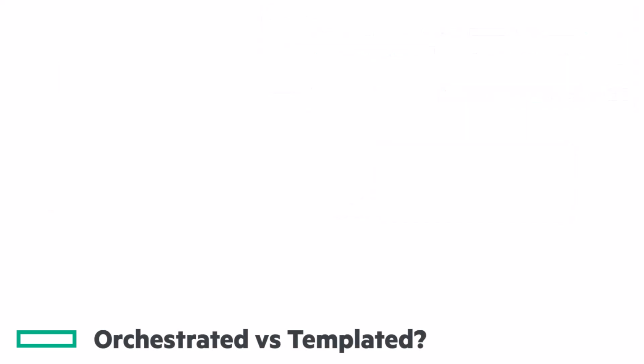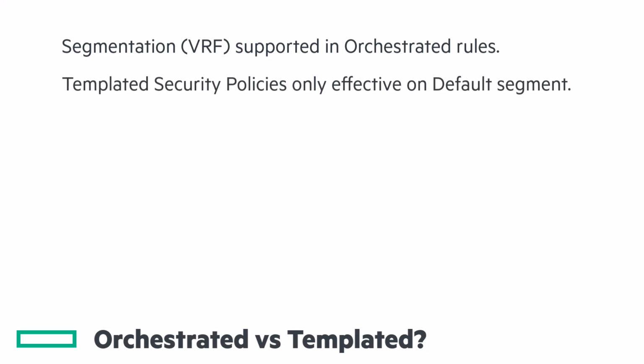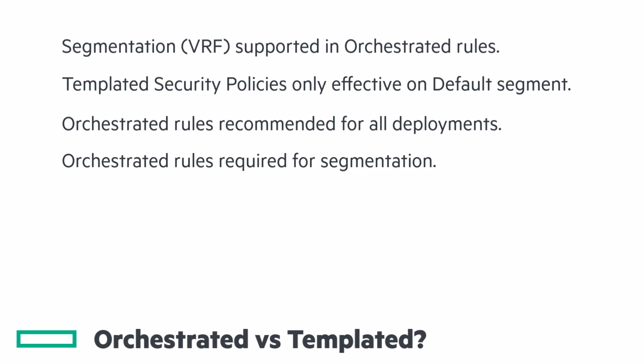Why might you choose orchestrated versus templated security policy rules, and what are the differences? The main difference between the two is segmentation or VRF support in the orchestrated rules, whilst templated rules only apply to the default segment. If you aren't using segmentation, we'd still recommend using the orchestrated rules, because it gives you a simpler path to segmentation in the future. But if you are using VRFs, or are planning to in the future, then orchestrated is the only way to go. And that is simply because only orchestrated firewall policies support segmentation.